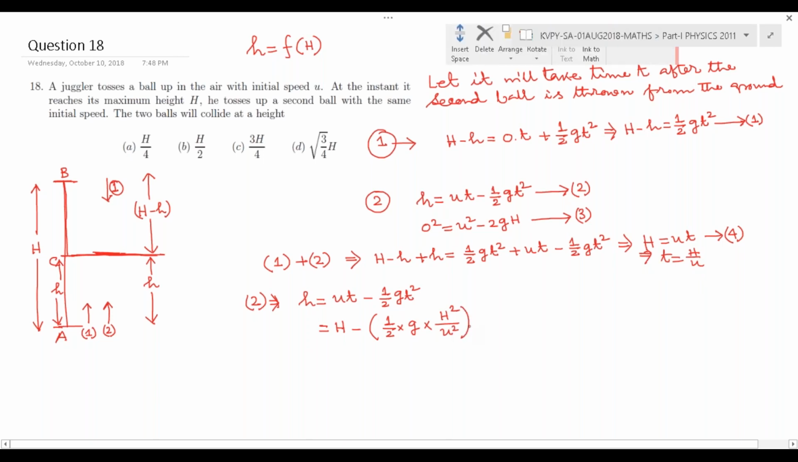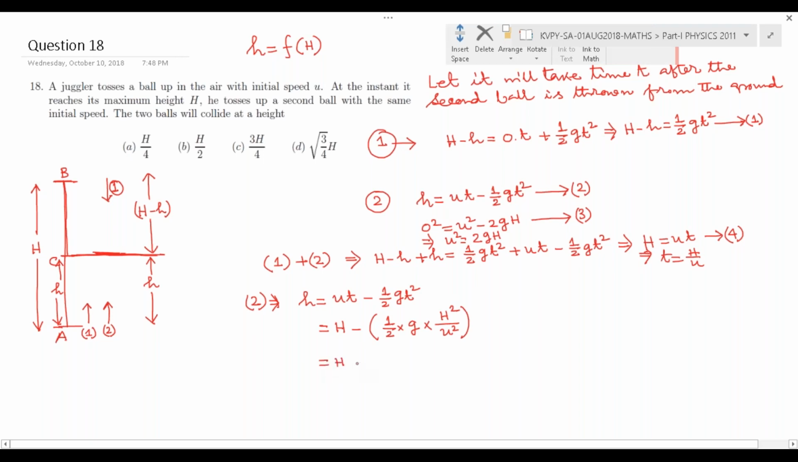Now what is the value of U square? Let's find the value of U square. U square is equal to 2GH from equation 3. So from here we can write that U square is equal to 2 into G into capital H. So let us apply this value.